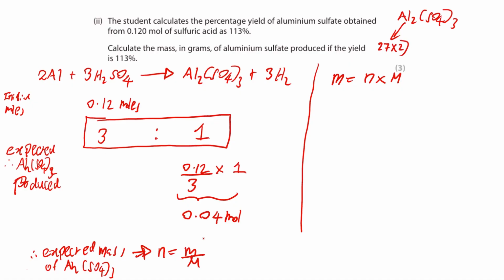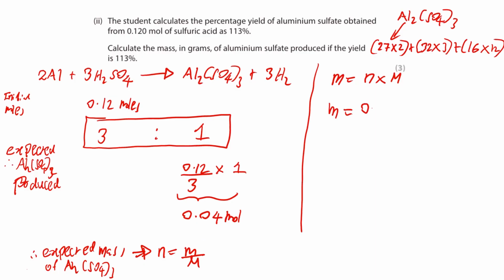27 times 2 plus sulfur, there are 3 of them. Sulfur is 32, there are 3 of them, 32 times 3. Oxygen is 16, there are 4 times 3 of them. 4 times 3 is 12. So it's simply 16 times 12. So when you do this calculation, you will find the molar mass of aluminium sulfate.